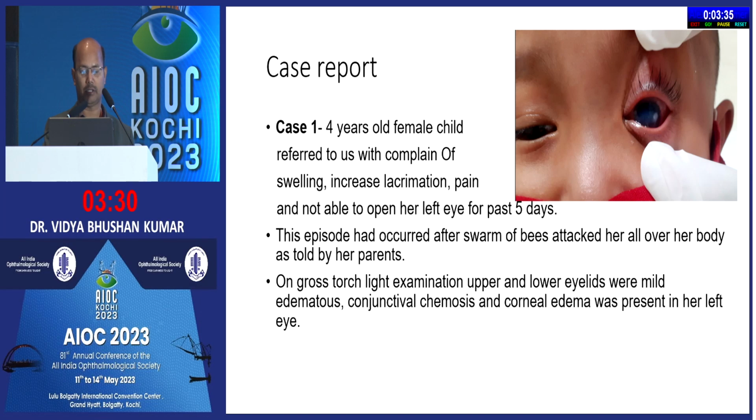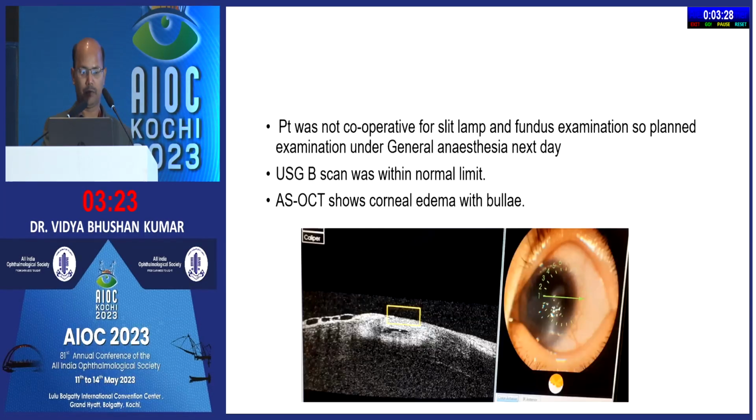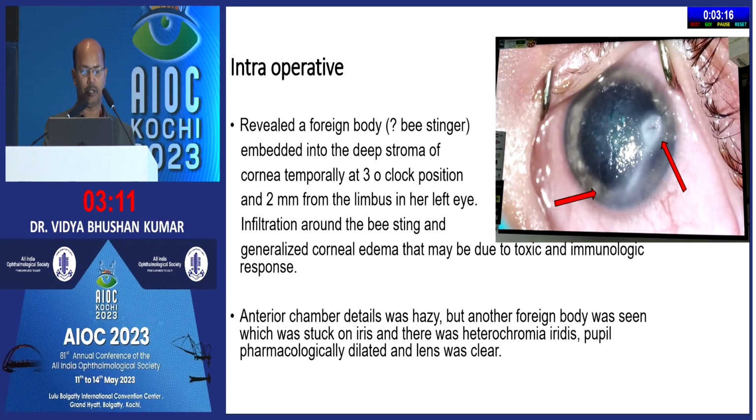On gross examination, the upper and lower eyelids were mildly edematous, with conjunctival chemosis and corneal edema in her left eye. The patient was not cooperative for slit lamp and fundus examination, so we planned under general anesthesia for the next day. Ultrasound B scan was within normal limits, and ASOCT showed corneal edema with bullae. Intraoperatively, there was a foreign body, probably a bee stinger, embedded deep in the stroma of the cornea, temporally at the 3 o'clock position and 2 mm from the limbus in her left eye, with infiltration around the bee sting and generalized corneal edema that may be due to a toxic and immunogenic response.